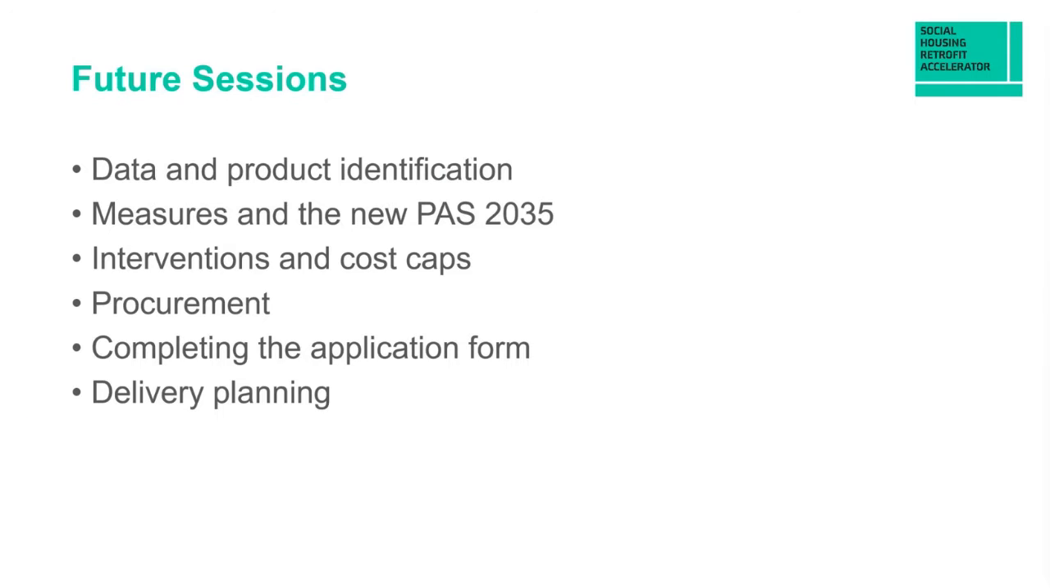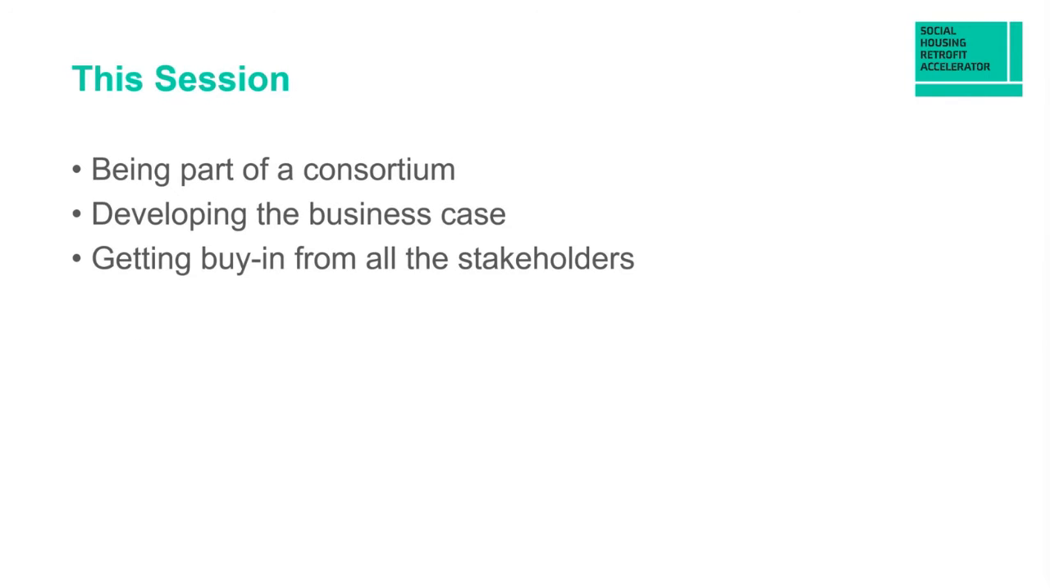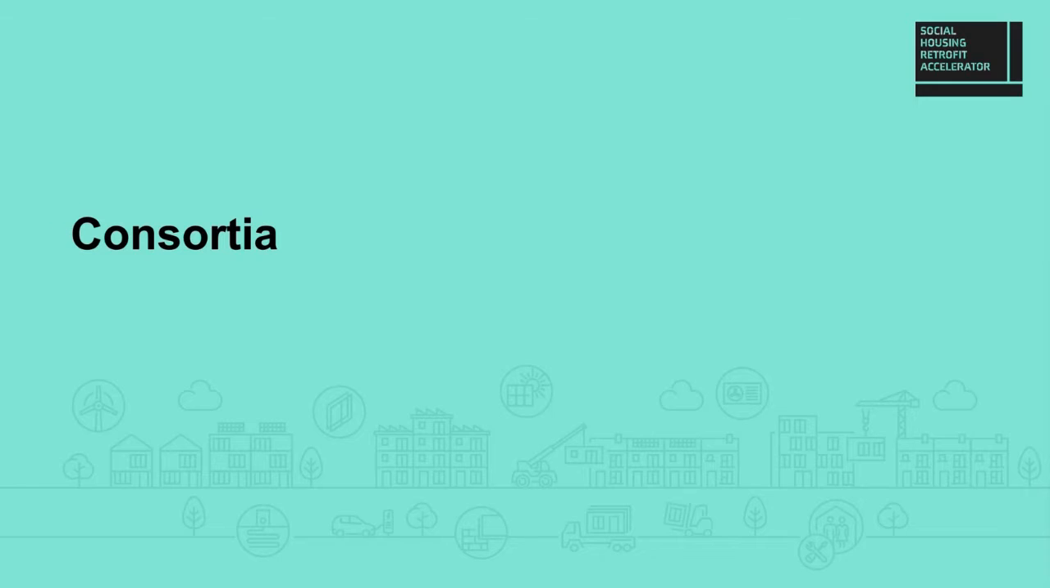So there's a lot of material going to be covered in some detail in future sessions, but we're just doing an overview, and I'm going to be talking about 3 specific topics. The first is being part of a consortium. The second is developing the business case. The third is getting buy-in from all the stakeholders. And hopefully that, together with the later sessions, which are going to go into more specific detail, will help you plan your project.